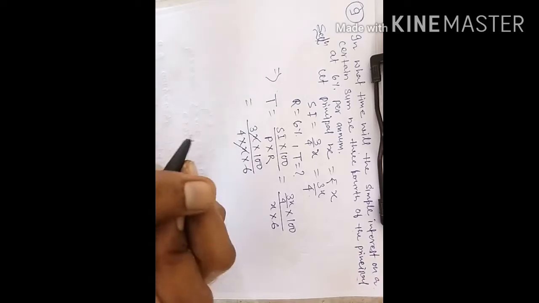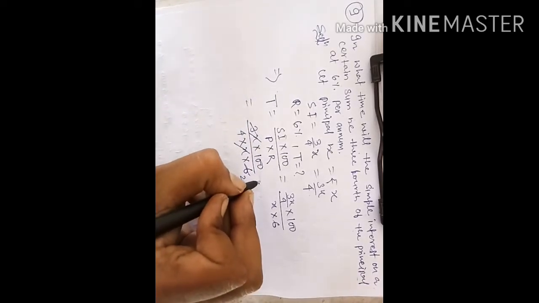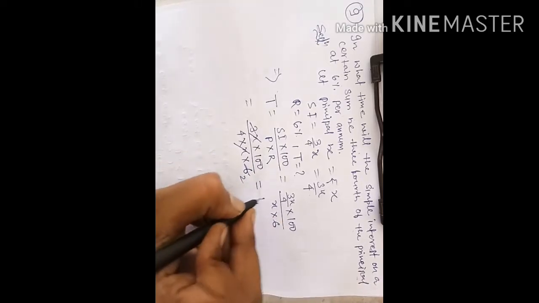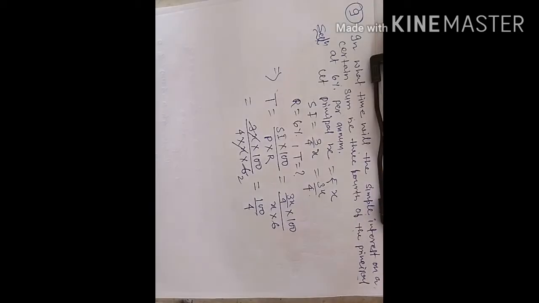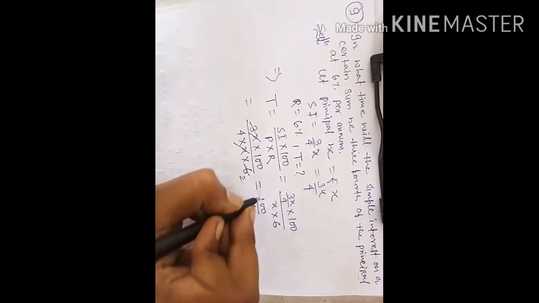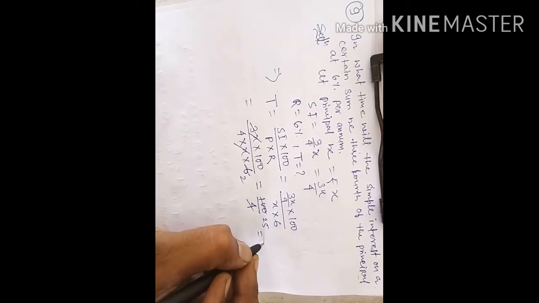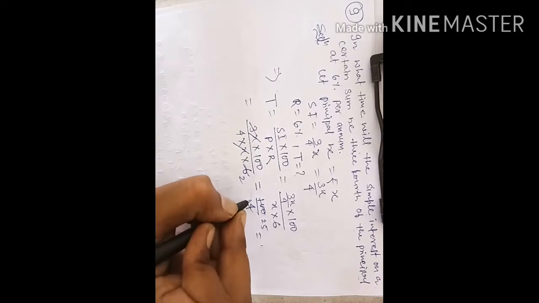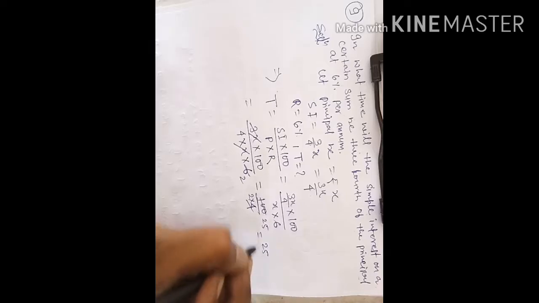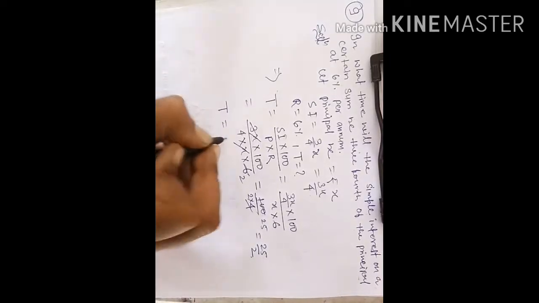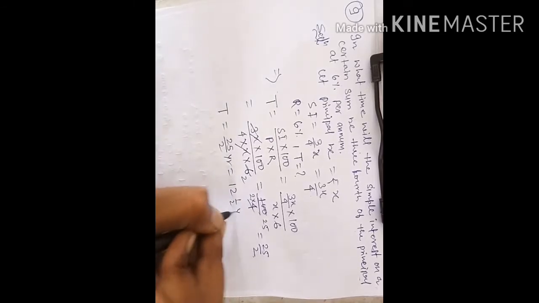Here x cancels with x, 3 cancels with 6 two times, and so you get 100/4. 100 cancels with 4, 25 times, so you get 25/2. So T is equal to 25/2 years. It means 12 whole 1/2 years.